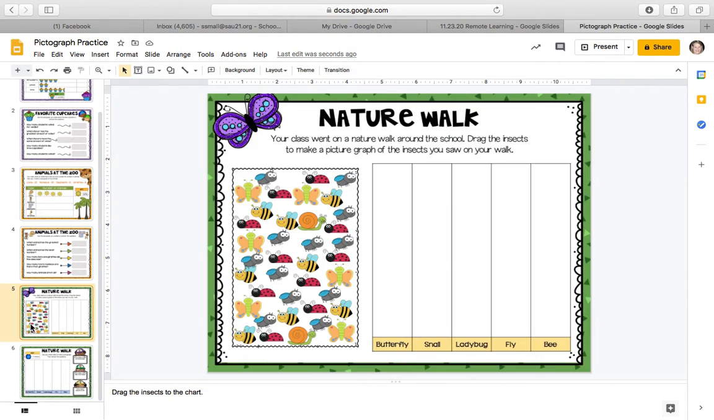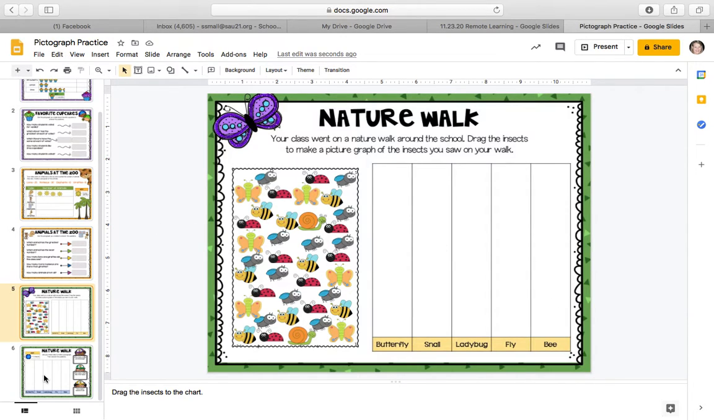The next graph you have is a nature walk. And on this nature walk, you see all these different bugs. So the very first thing you're going to do, just like you did in school with the fuzz bugs, is sort each of these bugs into the correct category. By doing this, you are making a picture graph. A picture graph, remember, uses different symbols for each category. Okay, so I have a butterfly with butterflies, a snail with snails, a ladybug with ladybugs, a fly with fly, and a bee with bee.